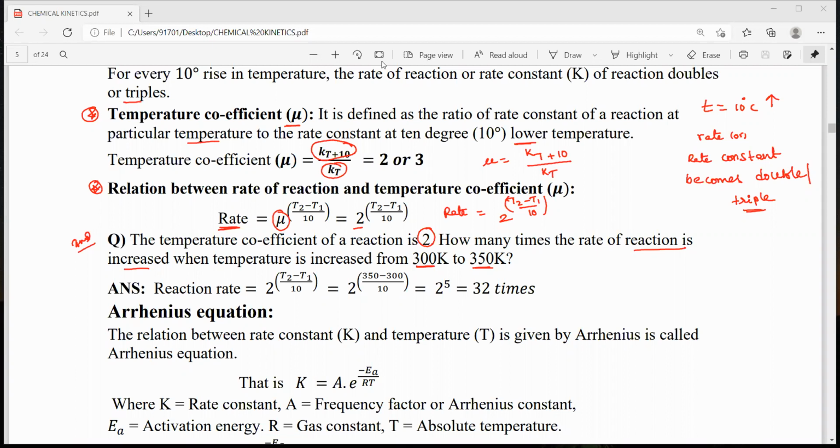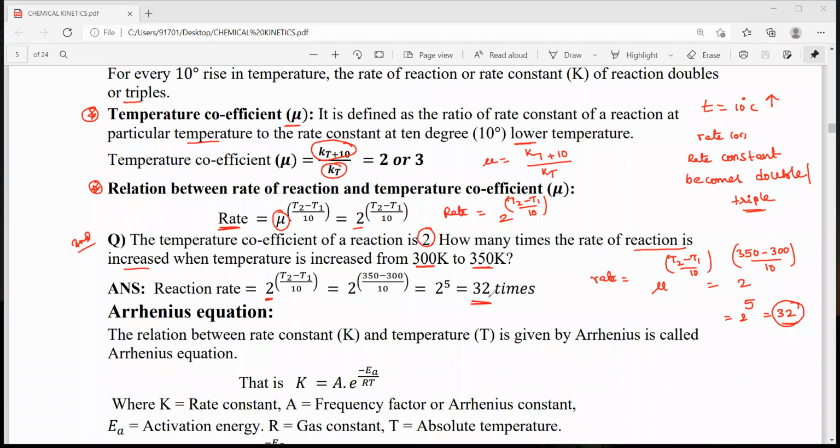Let's see, for example, the temperature coefficient value is 2. So the rate is equal to, as we already know the formula, nu to the power of (T2 minus T1) by 10. The nu value is 2, then 2 to the power of (350 minus 300) divided by 10. Okay, dear students, the difference is 50. 50 by 10 is equal to 5. 2 to the power of 5 is nothing but 32. If the temperature is increased from 300 Kelvin to 350 Kelvin, meaning 50 degrees, then the rate will be increased by how many times, dear students? 32 times the rate will be increased.